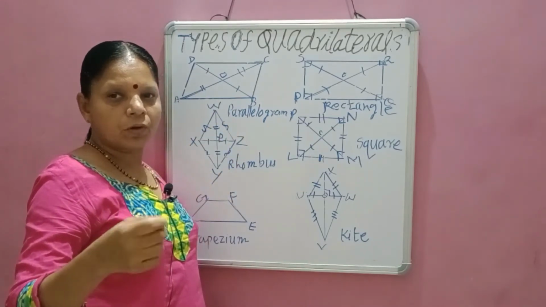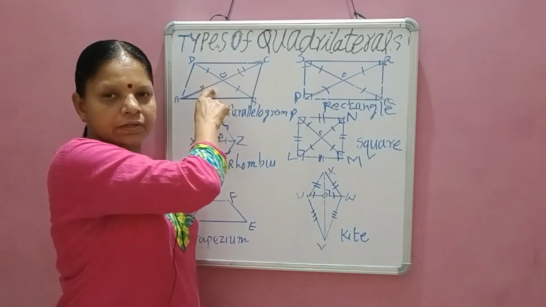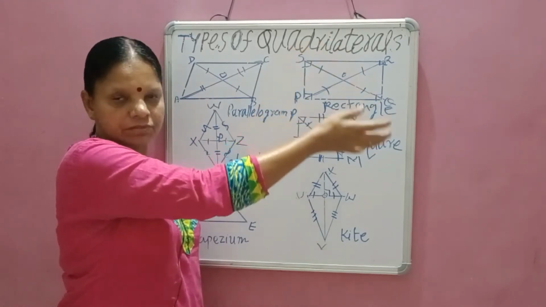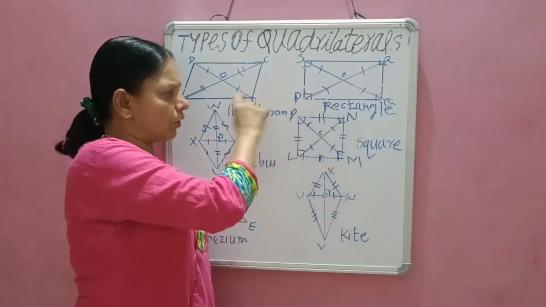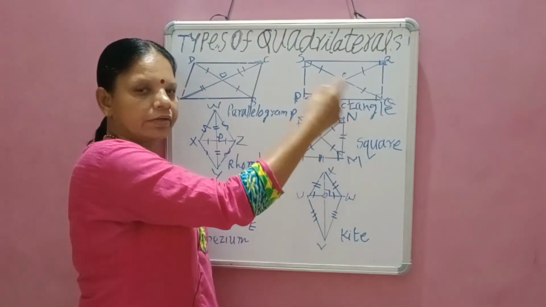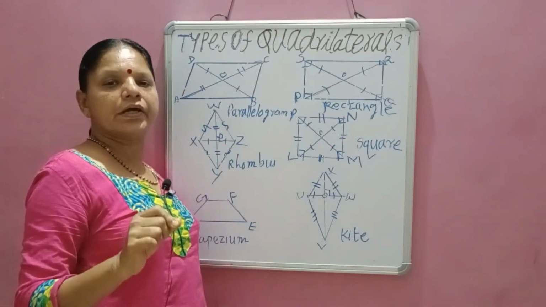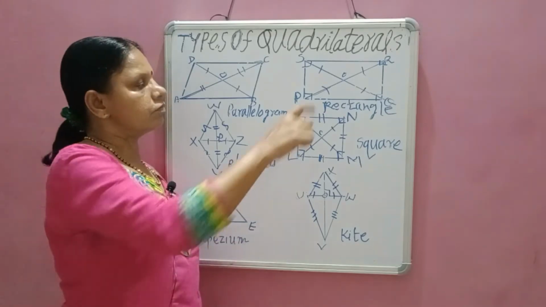Now we will come to the properties of rectangle. All the properties of parallelogram are applicable for rectangle also. But there is an extra property. What is the extra property? What are the properties of parallelogram? That is all there for rectangle also. So the extra property: diagonals are congruent. Both the diagonals are of equal length if it is a rectangle.